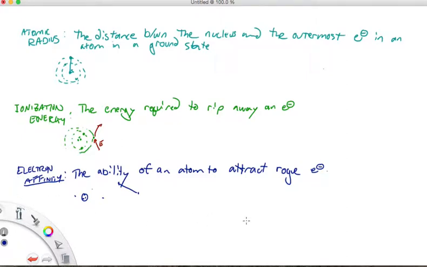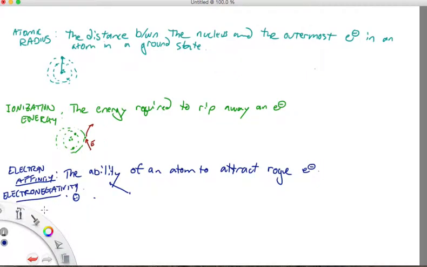Whew. Okay, we've got all the trends that we're going to use today. And I should also say that electron affinity and electronegativity are very closely related. So sometimes you'll see this word electronegativity, and you can treat it in this class as the same as electron affinity. Okay, so we've got an atomic radius, which is the size, ionization energy, which is the energy required to rip off an electron, the valence electron, and then finally electron affinity, which is an atom's ability to attract a rogue electron.